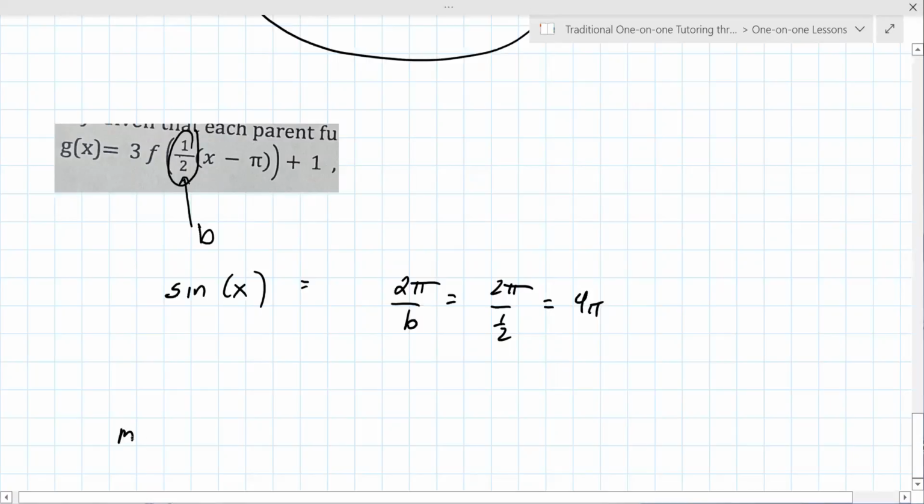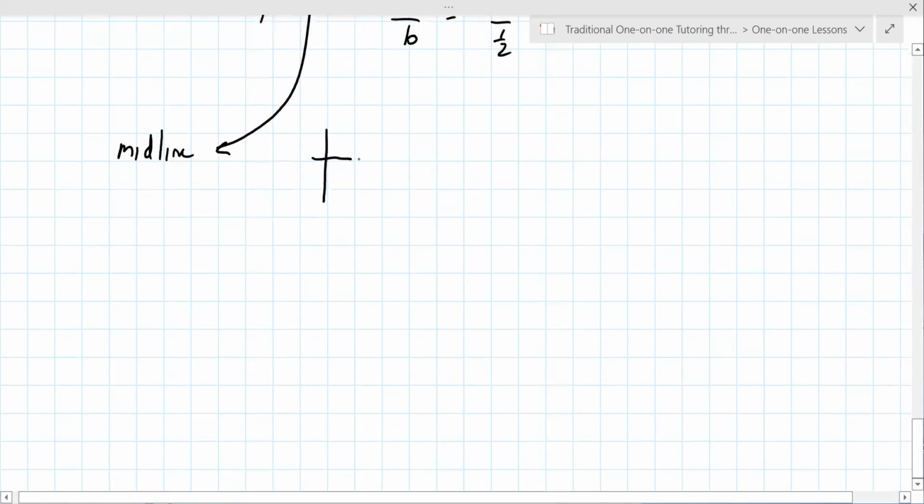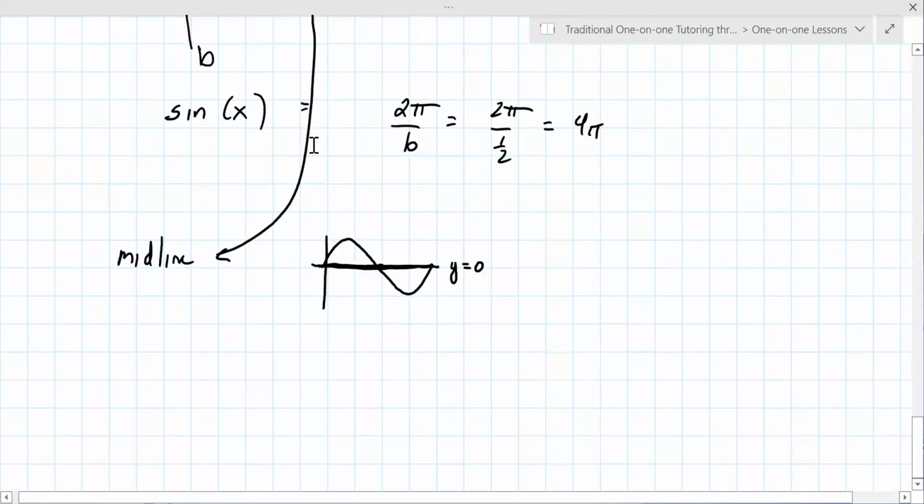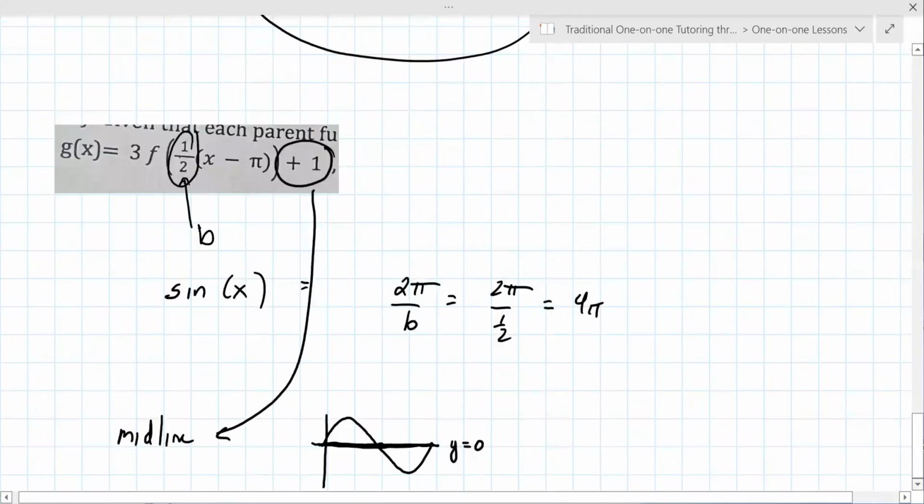The midline is only affected by this number right here. If you're asking yourself, well, what is the midline, Matthew? The midline, I think center line is a better wording, is the one that divides the top from the bottom. So it's normally at 0, it's normally y equals 0. But if you shift the graph up or down, that affects the midline.